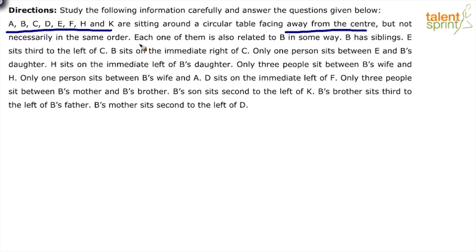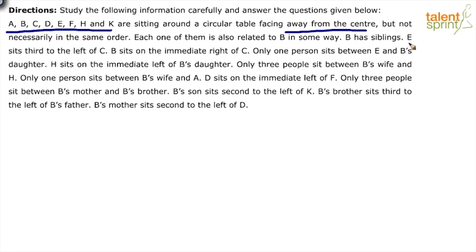Now, look at the next point here. Each one of them is also related to B in some way. So, out of these 8 persons, all the others A, C, D, E, F, H and K are related to B in some way. So, looks like this is a family, right? Family of 8 persons. The next point says B has siblings. Maybe B has got brothers and sisters there.